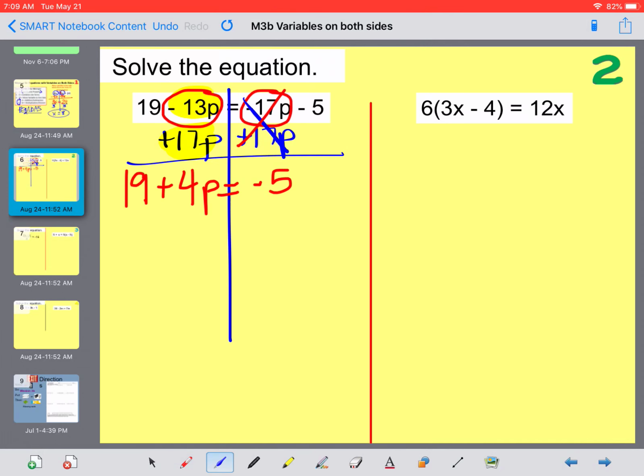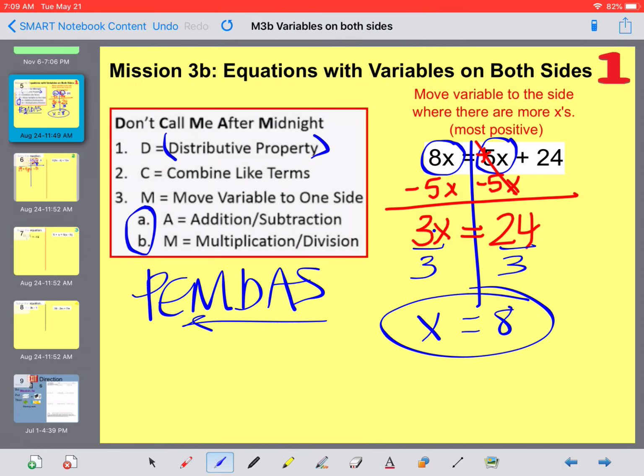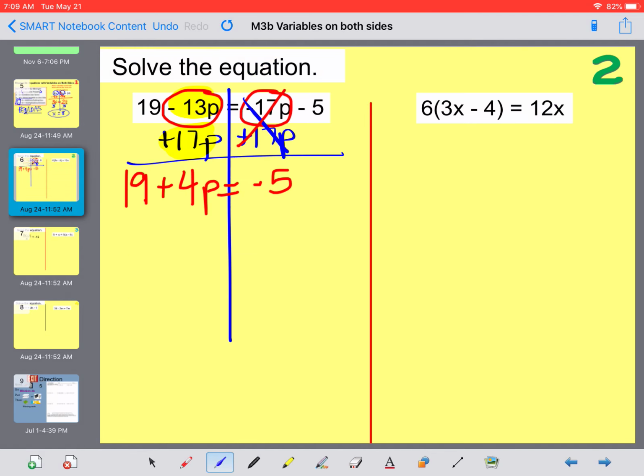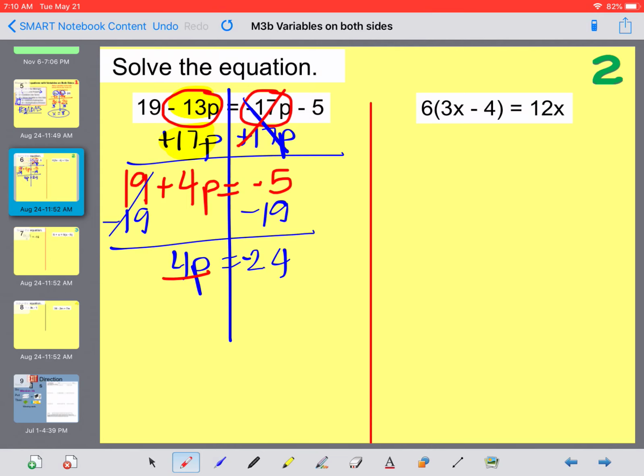Now, we've got the letter on one side. We're doing these last two steps, getting rid of adding and subtracting. So first subtract 19, because we want p by itself. Whatever we do to one side, we have to do to the other. So we have 4p equal to, remember same sign, add and keep. So 19 plus 5 gives us 24, and they're all negatives. And then the opposite of multiply here is divide by 4.